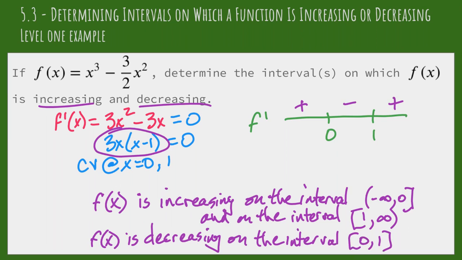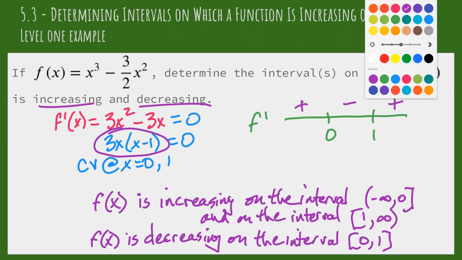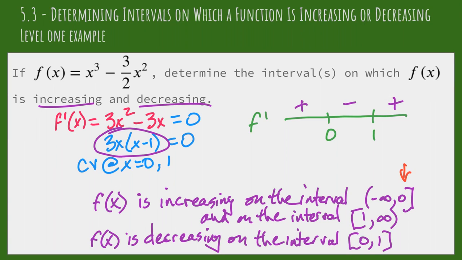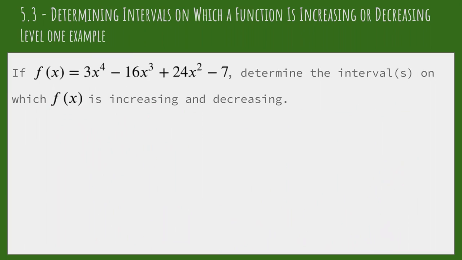But the important thing to keep in mind is when we include 0 in an interval like this, it's just saying that the value of the function at 0 is greater than the value of the function at any point to the left of 0. So it's not saying that at the point 0 is increasing. A function can't actually be increasing at a point. It's saying that that point is greater than any point to the left of it. And that's why we include it in the interval.